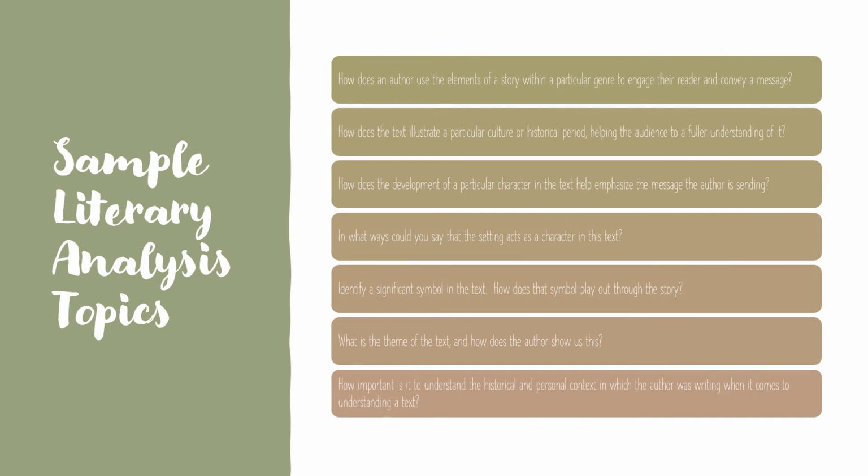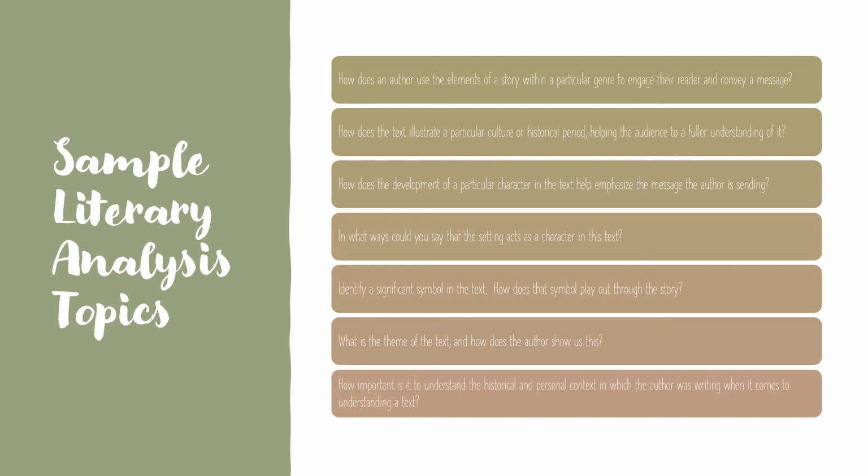These are just some examples of questions that would be literary analysis topics. How does an author use the elements of a story within a particular genre to engage their reader and convey a message? How does the text illustrate a particular culture or historical period, helping the audience to a fuller understanding of it? How does the development of a particular character in the text help emphasize the message that the author is sending? In what ways could you see that the setting acts as a character in this text?